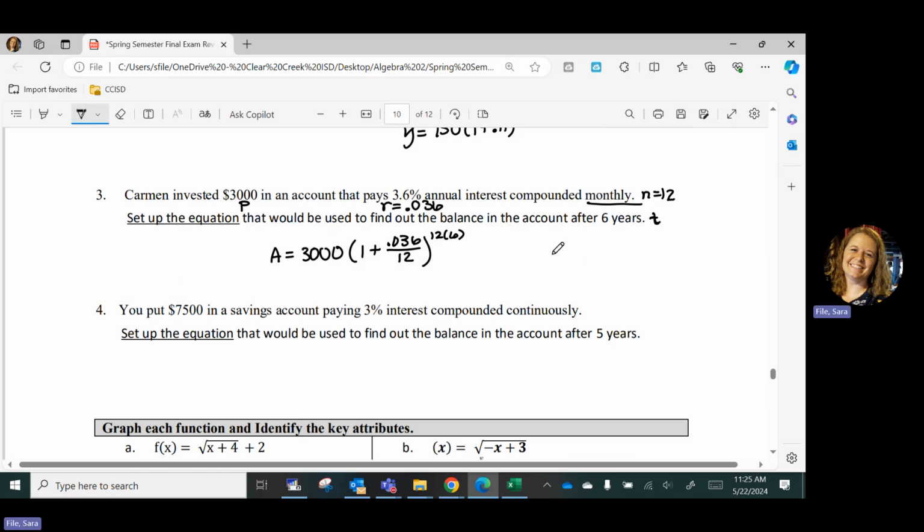Number 4 says you put $7,500 in a savings account paying 3% interest compounded continuously, keyword. So we're using Pert. We have our initial amount. We have our r is 0.03. And the balance after 5 years, that's your t. So this time it's 7,500 times e to the 0.03 times 5.